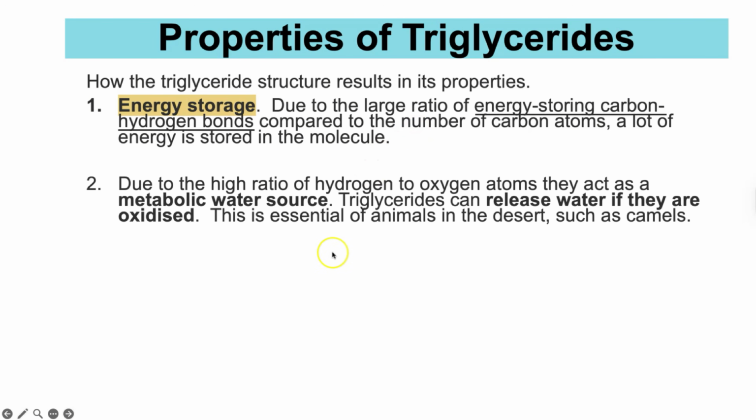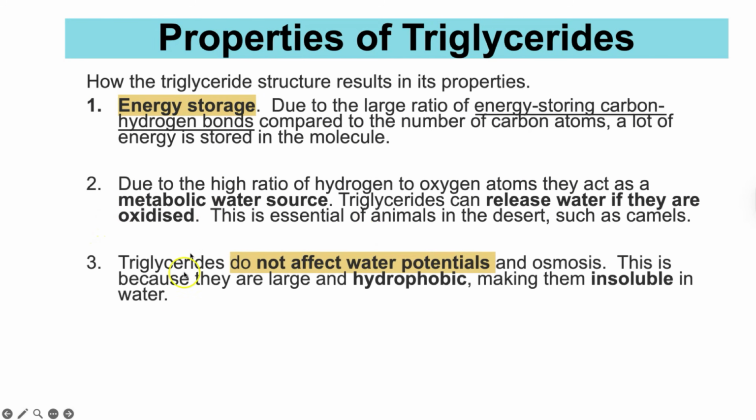There's also a high ratio of hydrogen to oxygen atoms, and they can act as a metabolic water source, basically meaning that triglycerides can release water if they are oxidized. And that's essential for animals in deserts. For example, camels, their hump is made up of triglycerides, not of water, but they can then break down those triglycerides to get this metabolic water source.